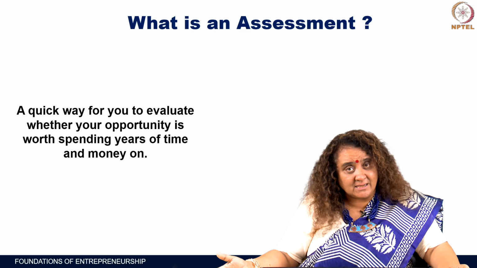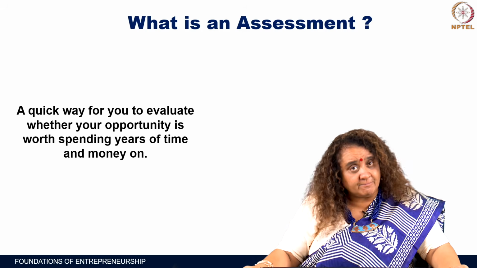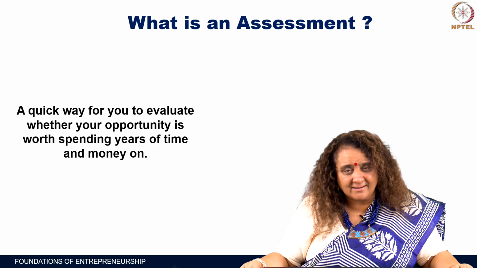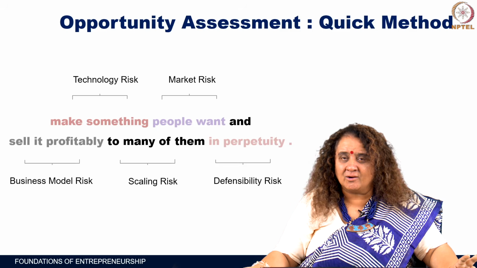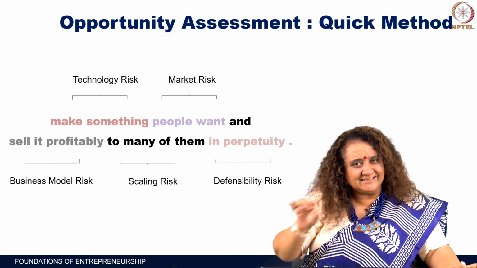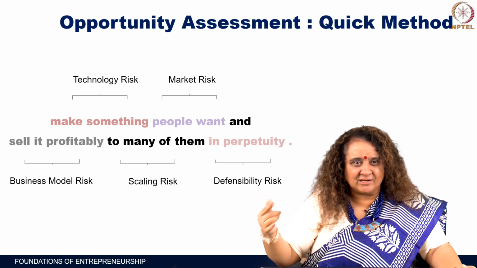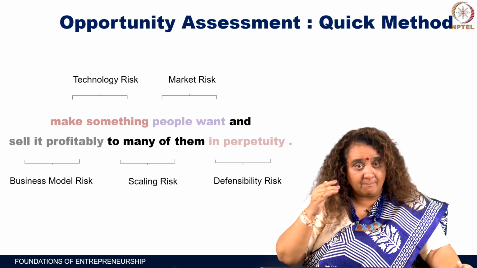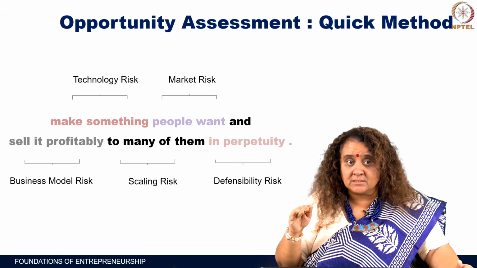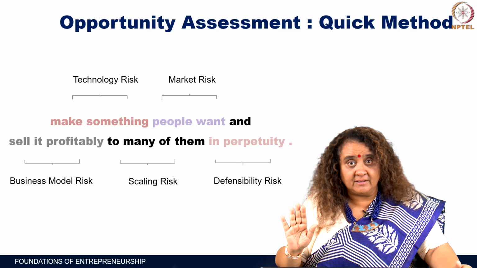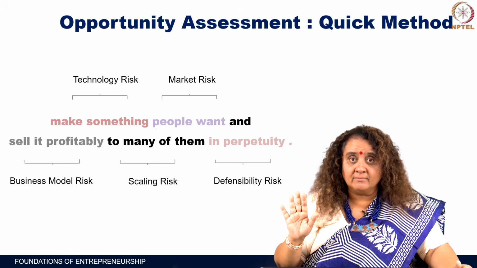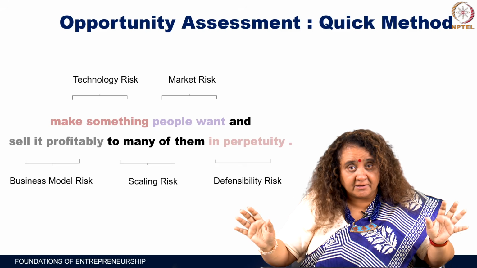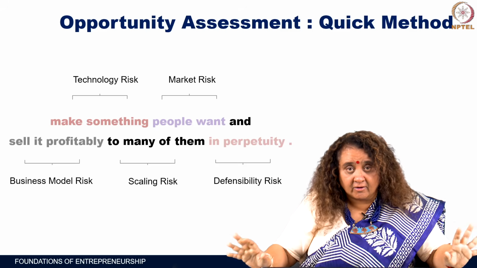After time comes money, comes the resource, that is other people and so on, but let us at least understand what a quick assessment looks like. I am showing you 2 ways of doing a quick assessment. Here I will just read the line first and then I will explain it to you. This one is about making something that people want and selling it profitably to many of them in perpetuity. Okay? And each word is loaded. Every single word has a lot of meaning.